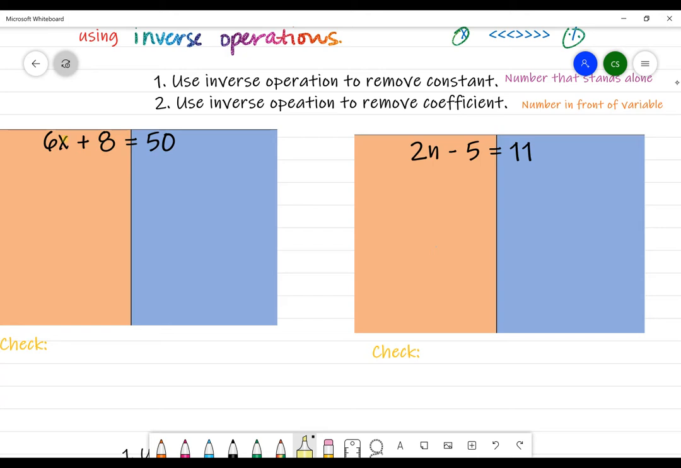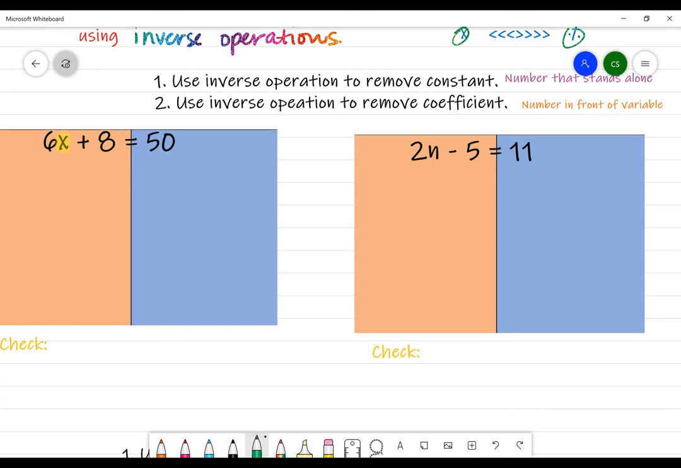The goal is to isolate the variable. So I look and I ask myself, what is happening to the variable? It's being multiplied by 6 and 8 is being added to it. So that's going to tell me that I'm going to use more than one inverse operation to isolate this variable. The first thing I want to do is remove the constant. Remember, the constant is the number that stands alone, not attached to anything, just a solo dolo number.